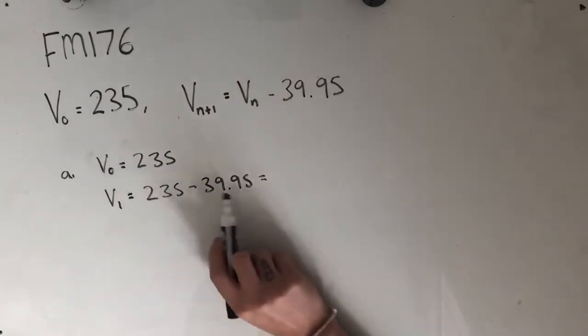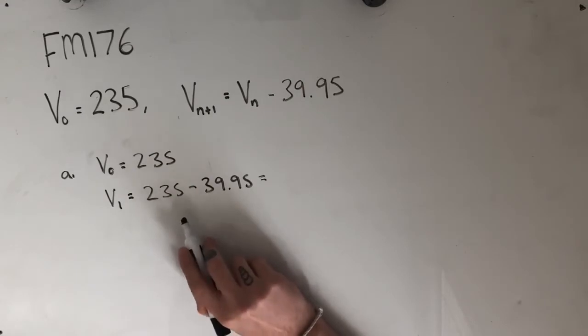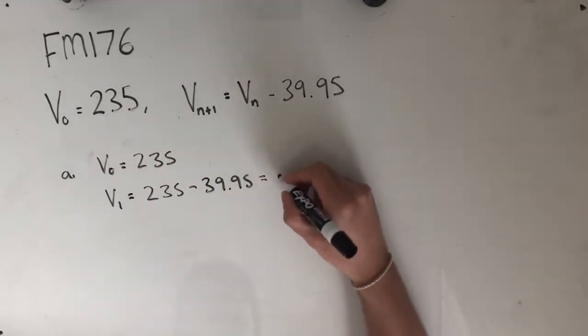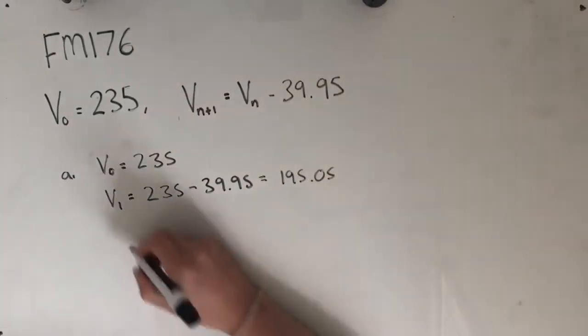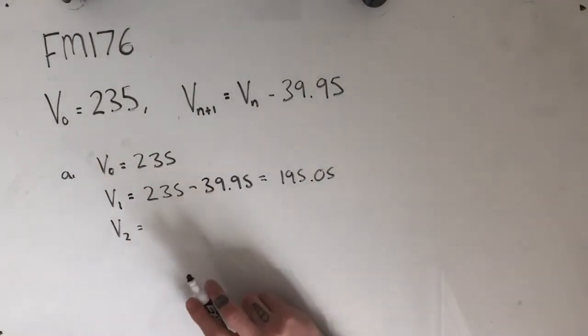So we can simply plug this into a calculator, or if you're good with mental arithmetic, you can do this in your head, but I definitely recommend using the calculator. And we're going to get an answer here of $195.05. In the next line, we've got V2 is going to be equal to, got a blank space here.